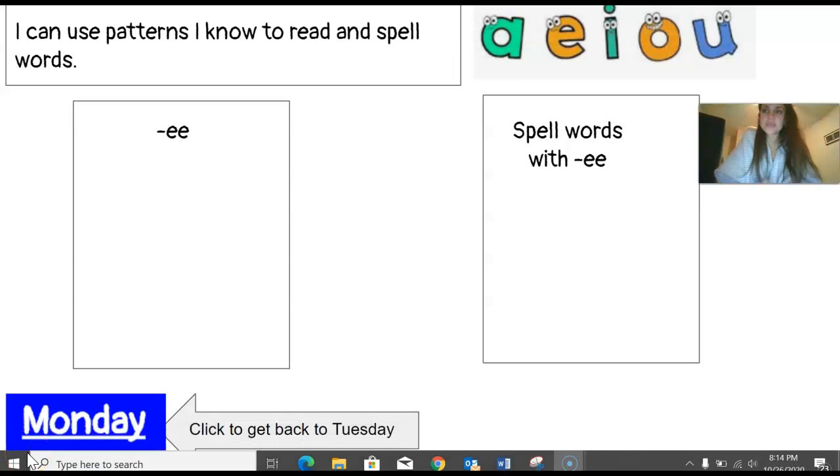Our purpose as readers today: I can use patterns I know to read and spell words. Let's review what we already know.